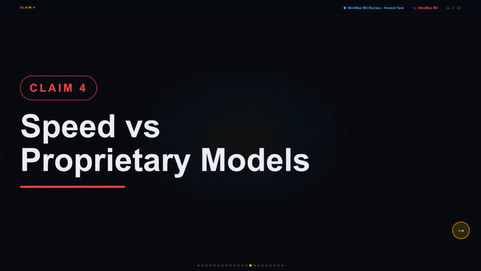Claim 4, Minimax M3 runs 2 to 3 times faster than larger proprietary models. If you're building a real-time app or a high-throughput pipeline, and this claim is wrong, your latency numbers blow up, your user experience suffers, and you've architected around a speed advantage that doesn't exist, which is the kind of assumption that costs you a full sprint to unwind.